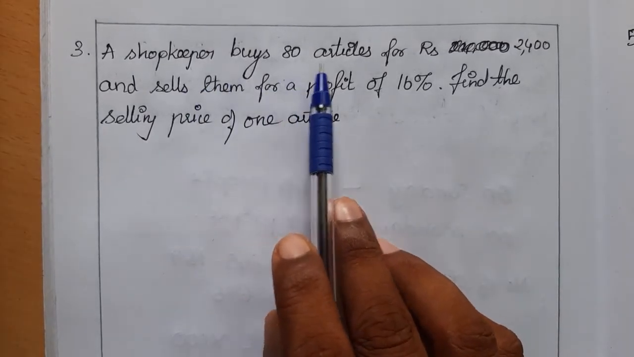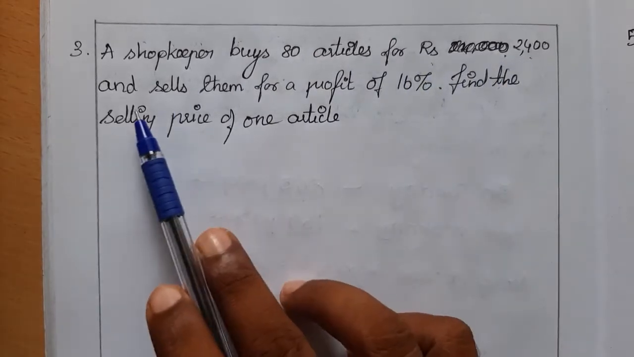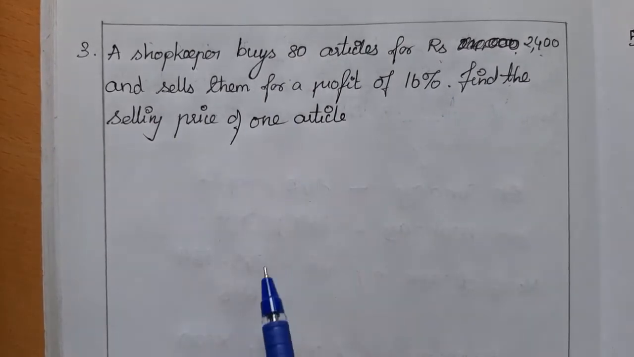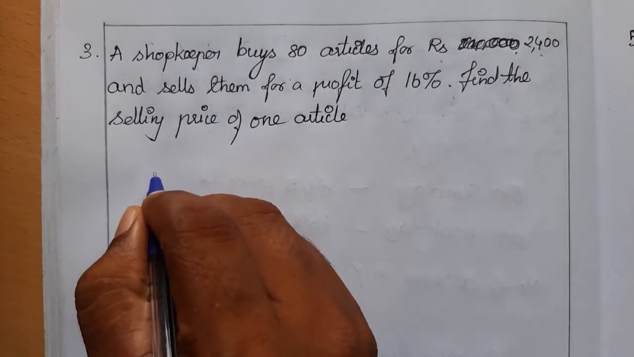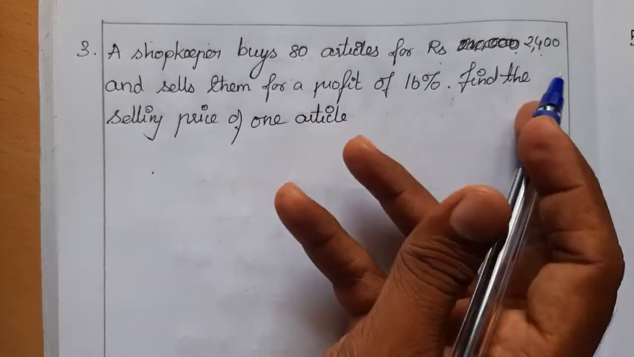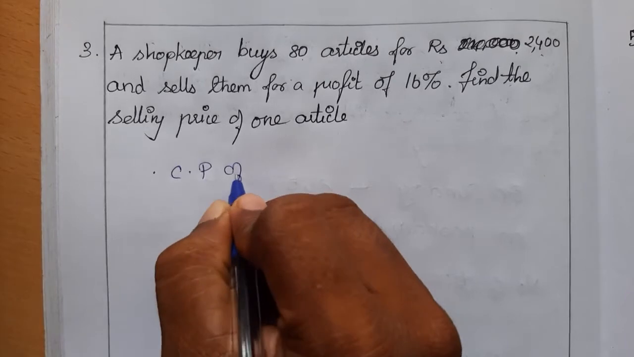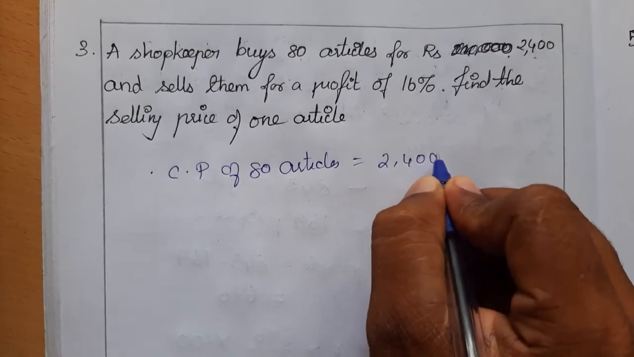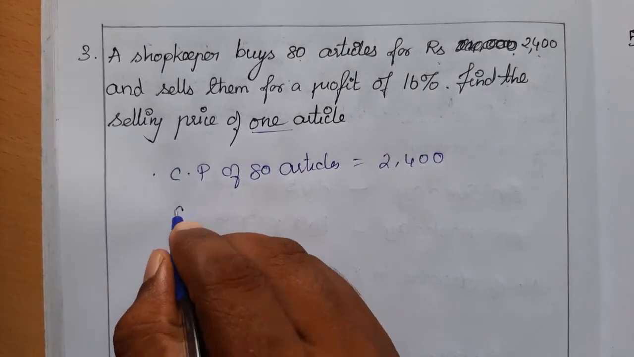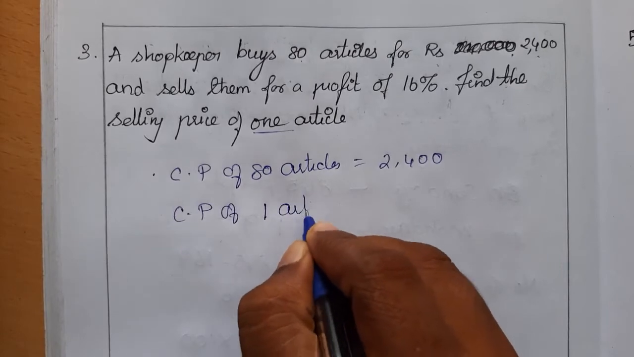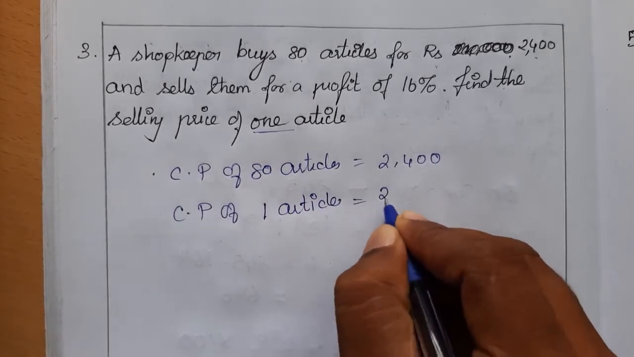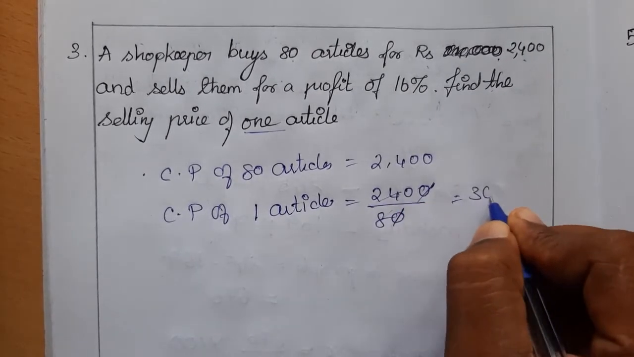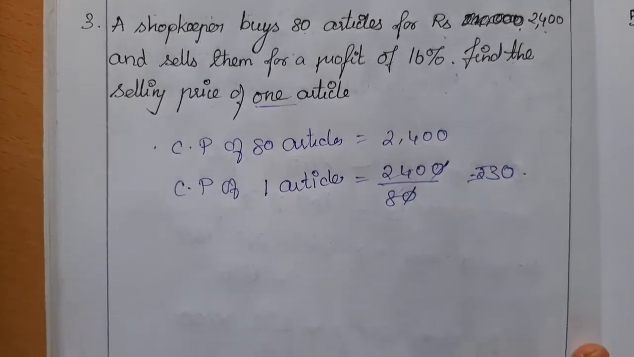A shopkeeper buys 80 articles for rupees 2,400 and sells them for a profit of 16%. Find the selling price of one article. So what is given? It's given the shopkeeper buys 80 articles for 2,400. So the cost price of 80 articles is equal to 2,400. We need it for 1, right? Let me change to 1. So the cost price of 1 article, we have to divide, right? So 2,400 divided by 80. So we will be getting 30. So rupees 30 is the cost price for 1 article.